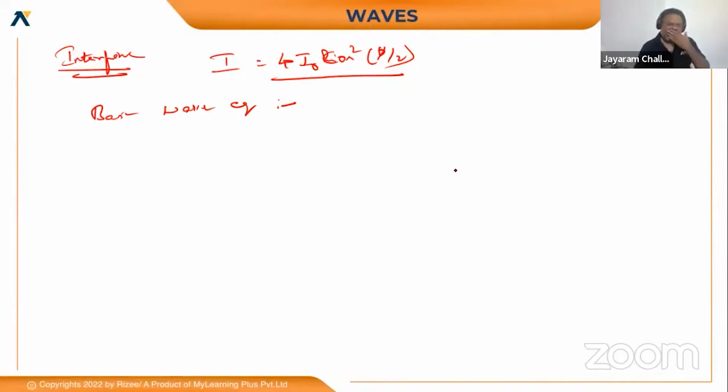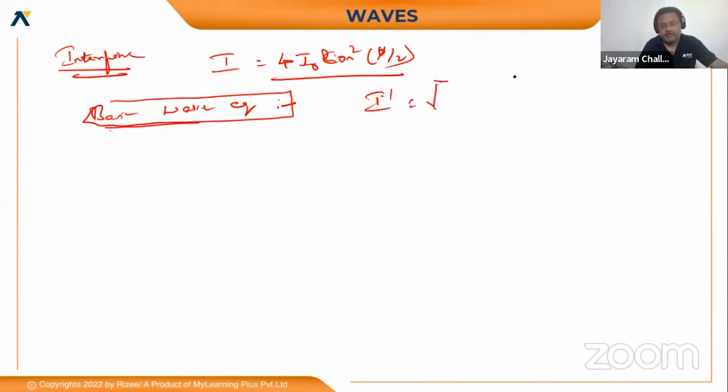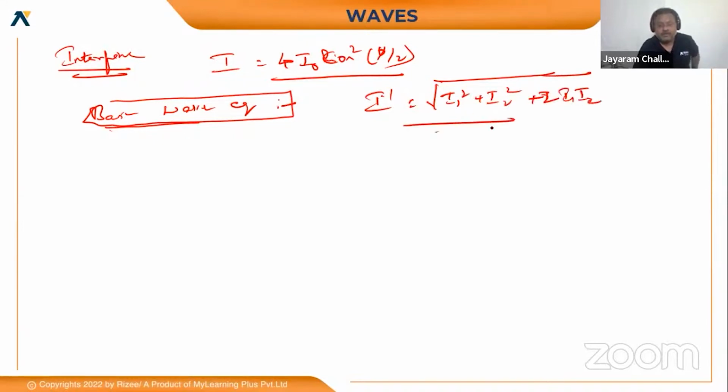So phase difference is going to be the change. This is the basic wave equation. Apart from this, I have also written the intensity at any particular instant is equal to root over I1 square plus I2 square plus 2 I1 I2. So this is your formula for the interference.